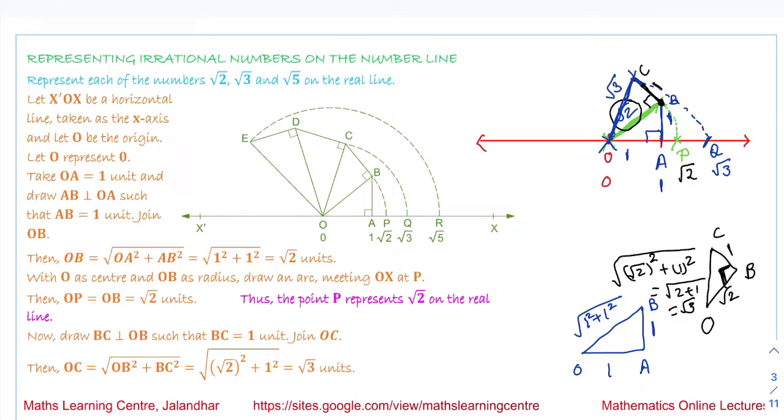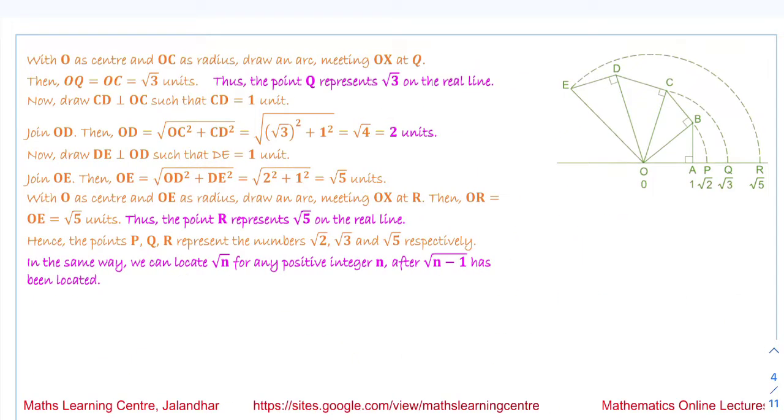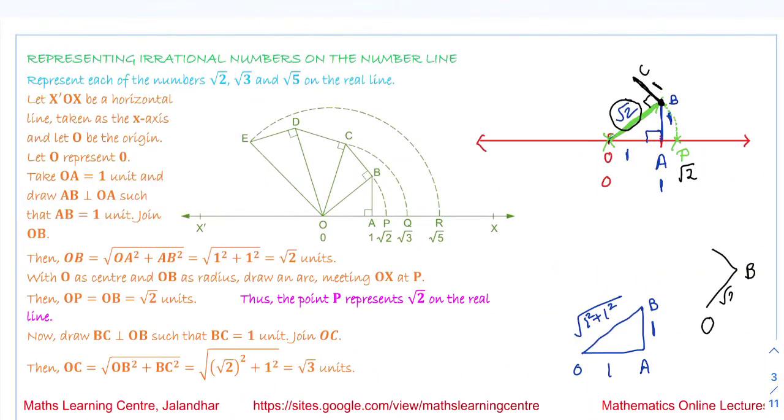Now in the next step, suppose we have to draw square root 4. Square root 4 means we are talking about the point O, this is the point B, this length is square root 2, this length is 1, and we are calling this point C.